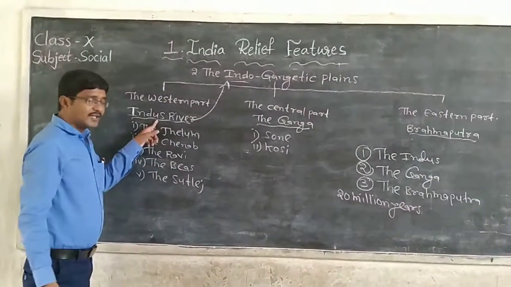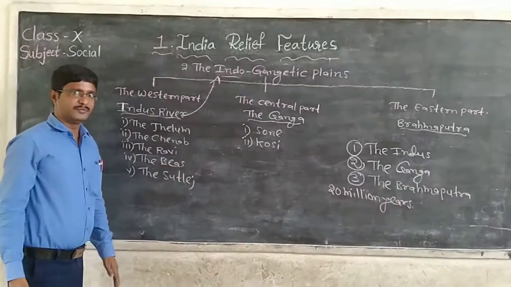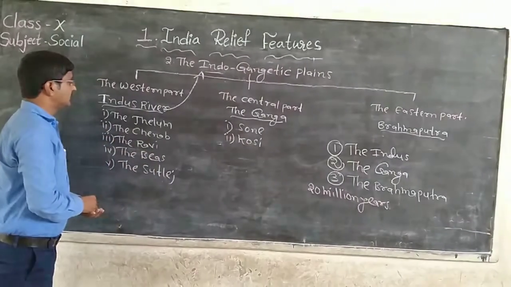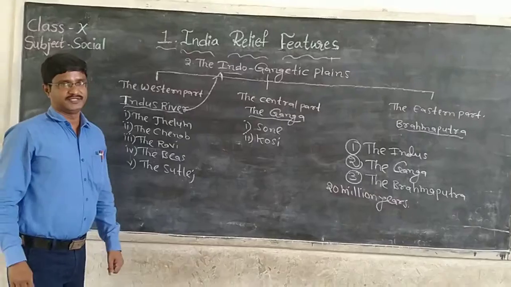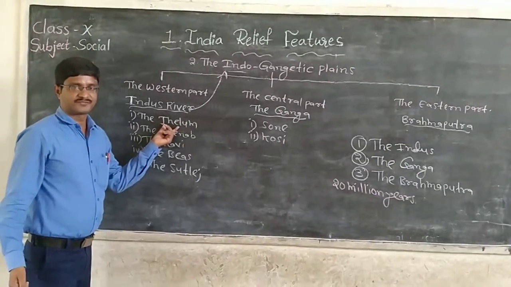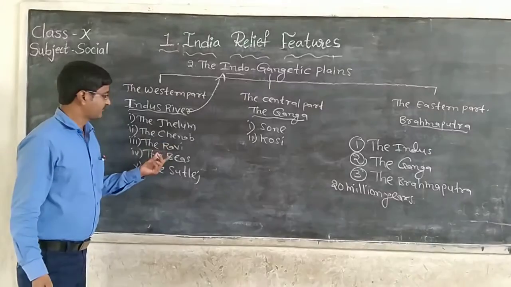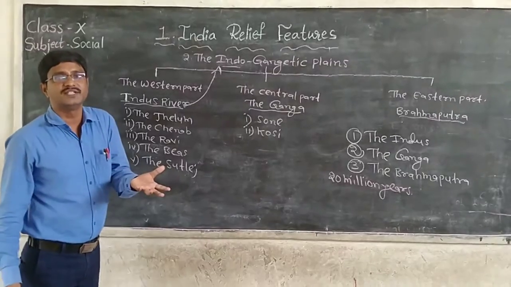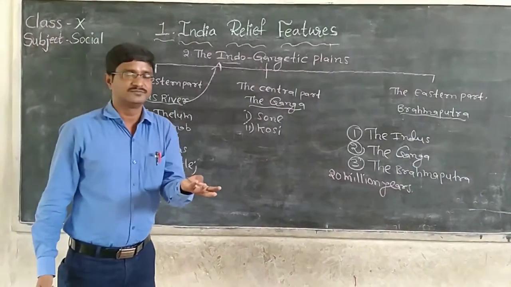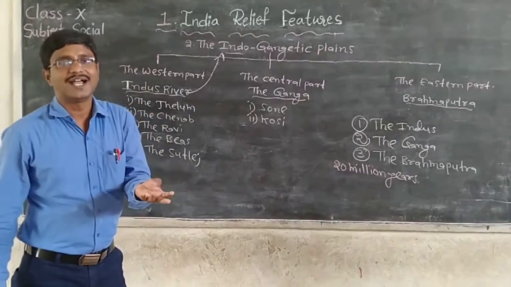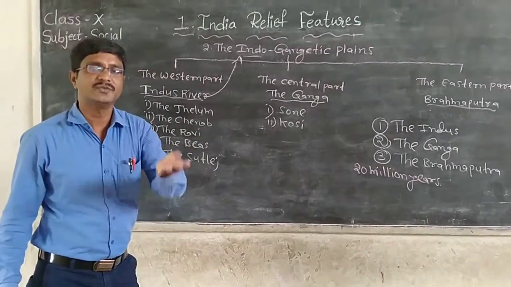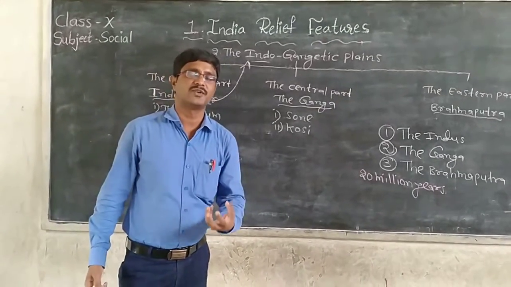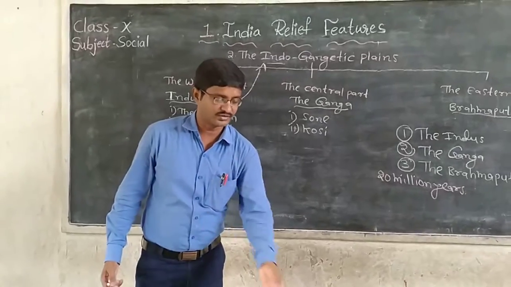Right? So, the Indus River and its tributaries. Tributaries means small rivers which join into a large river. Here, there are 5 tributaries of the Indus River. One is the Jhelum, the Chenab, the Ravi, the Beas and the Satluj. These are the tributaries of the Indus River. So the Indus and its tributaries are the main reason for the formation of the Indus Plain, or western part of the Indo-Gangetic Plain.